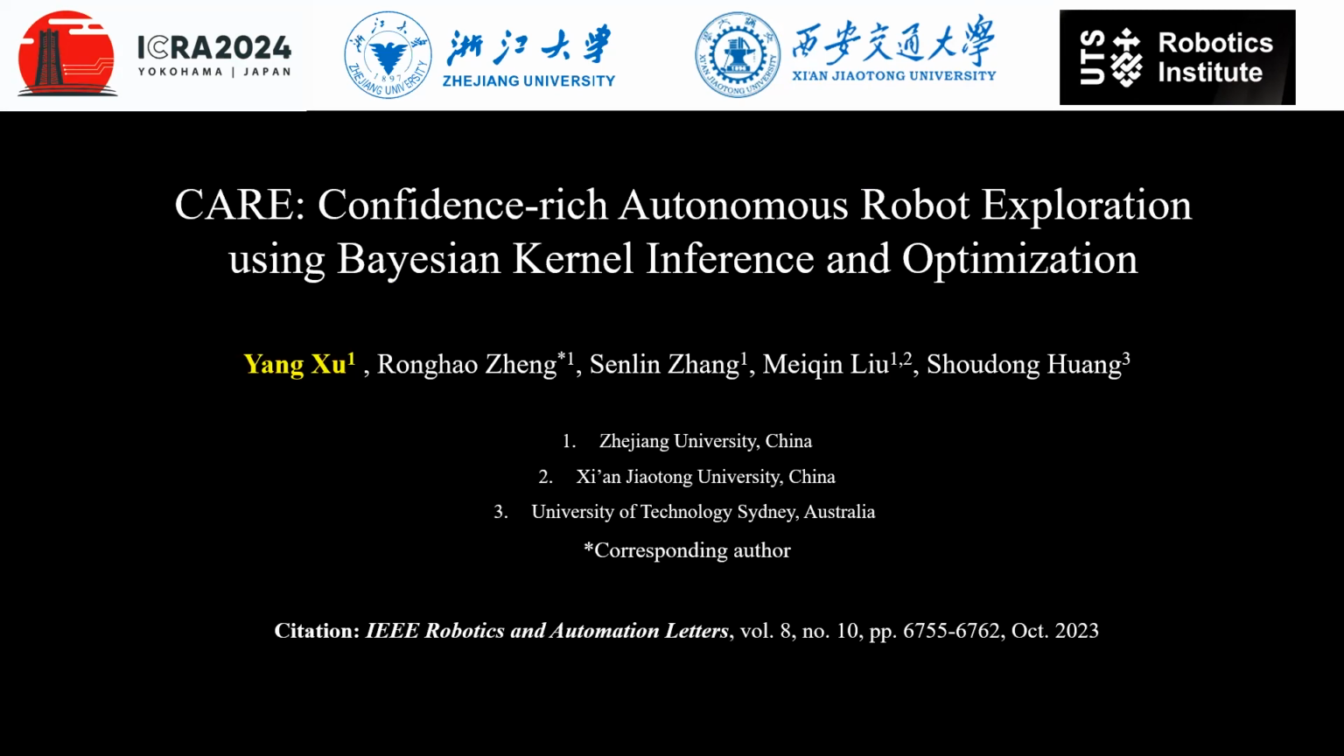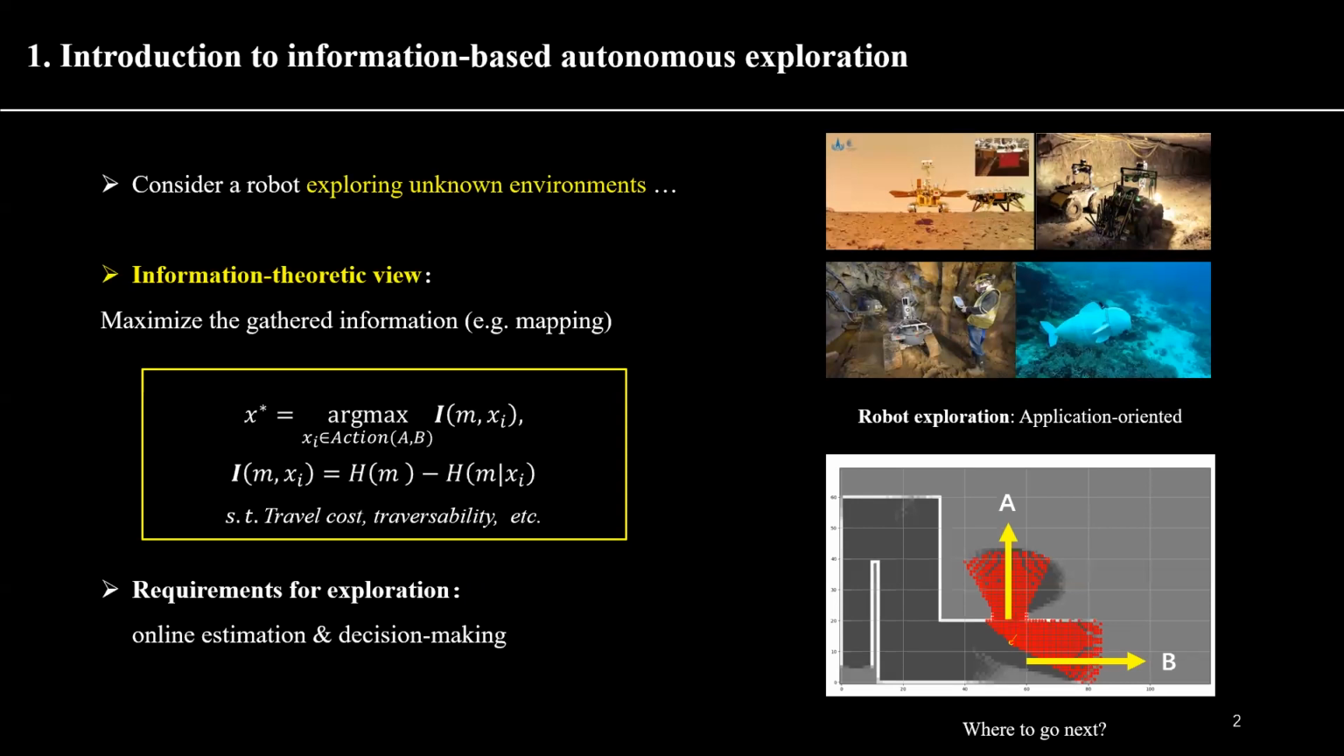It's my pleasure to be here and present our RAL paper, CARE, Confidence-Rich Autonomous Robot Exploration Using Bayesian Kernel Inference and Optimization. Robot exploration gains its prevalence in planetary, deep-sea, subterranean exploration and field rescue, etc. In these environments, we usually do not have enough prior map information, so we often encounter the problem of a robot deciding where to go next.